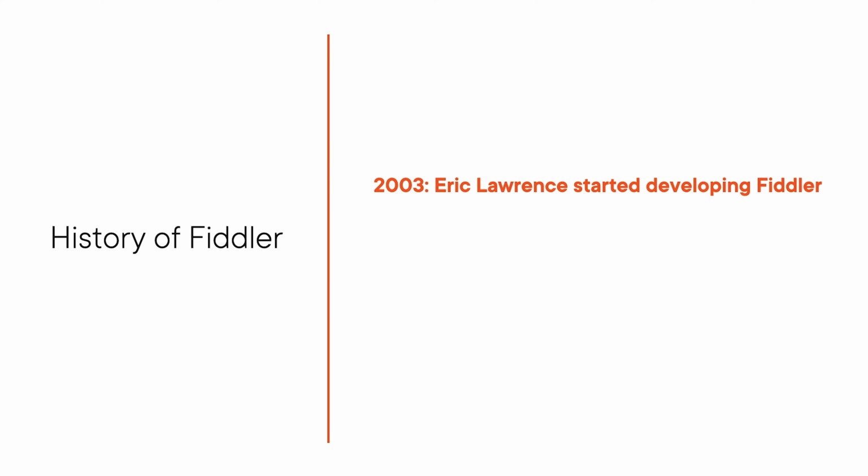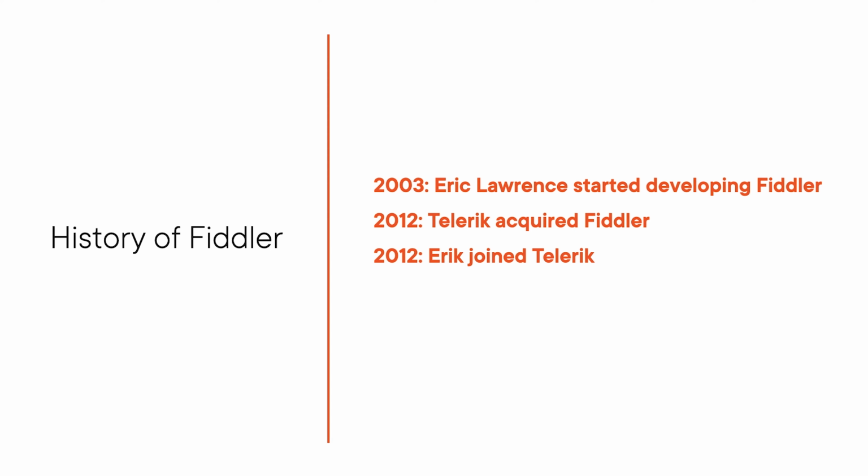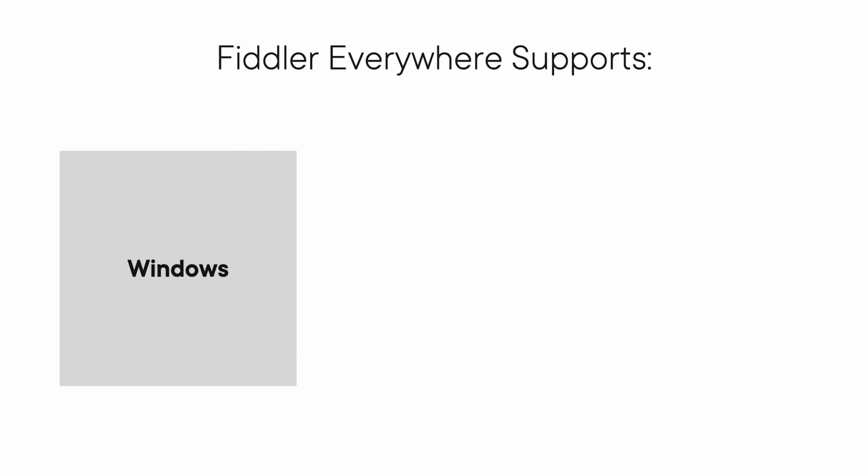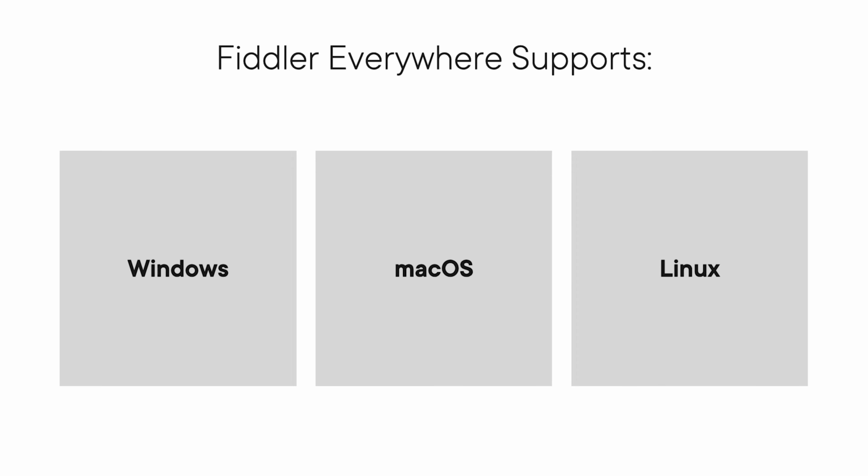In September of that year, Telerik acquired Fiddler, and Eric joined the Telerik team to work full-time on his side project turned product. In 2018, Telerik announced Fiddler Everywhere, a cross-platform version of Fiddler that runs on Windows, macOS, and Linux. One of the main reasons Fiddler became so popular is its ease of use.